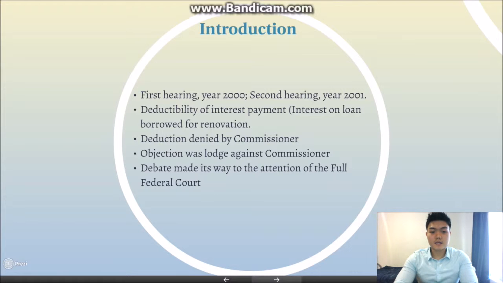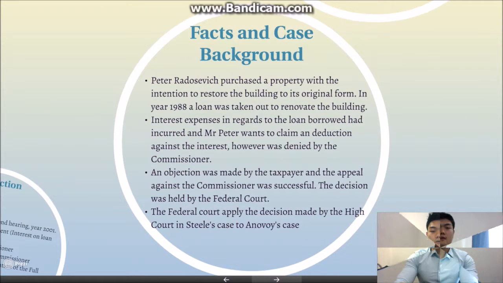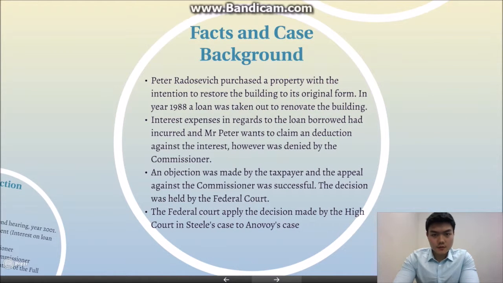The Commissioner in this case argued otherwise. The debate has made its way to the attention of the full Federal Court, where the final decision was drawn. Let's now move on to the facts of the case.